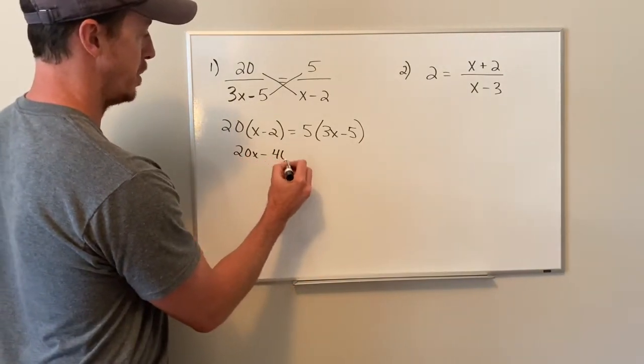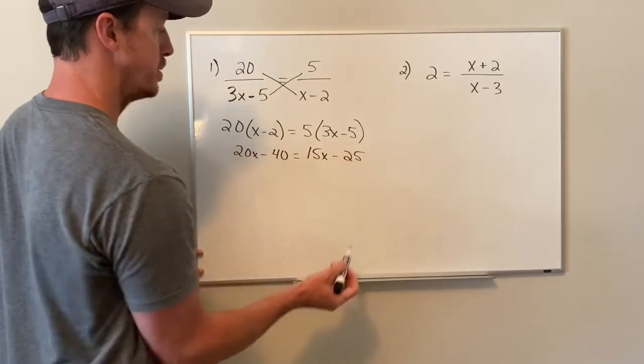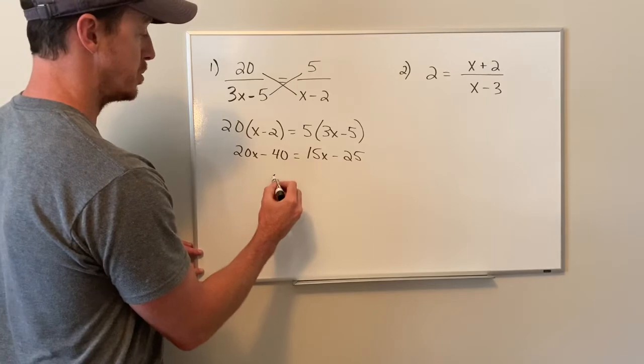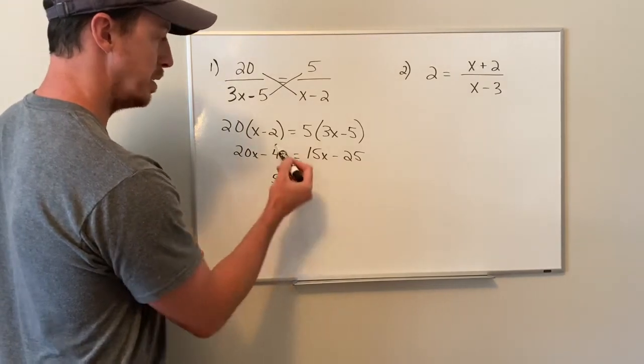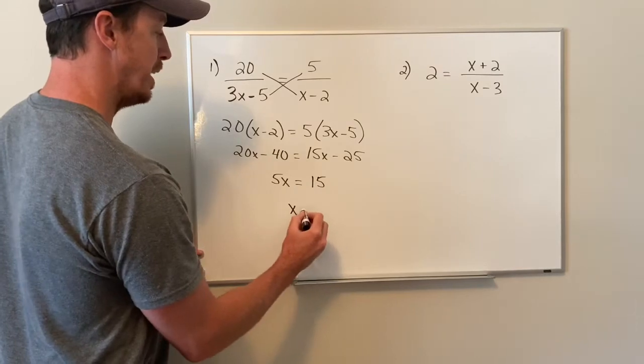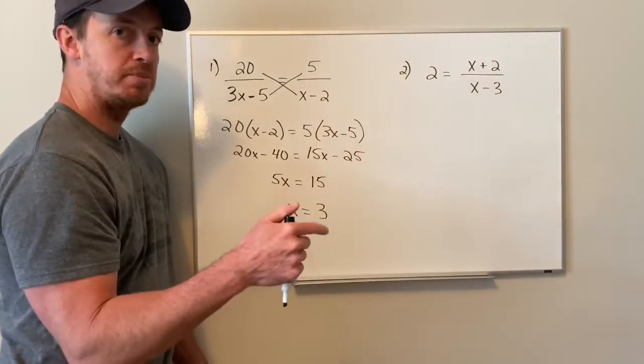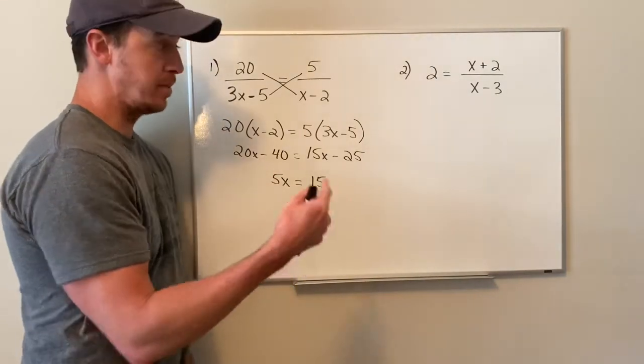20x minus 40 equals 15x minus 25. Subtract 15x on both sides, that'll give me 5x over here. Add 40 on both sides, that gives me 15 over there. x equals 3.